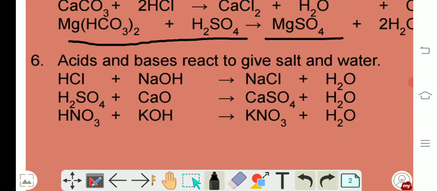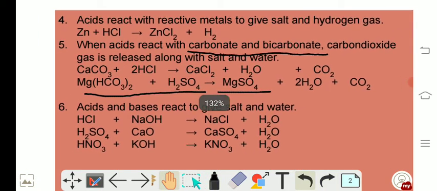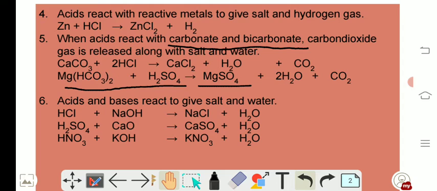Okay friends, this is all about the chemical properties you have to know in grade 10. You have to practice it a lot for the preparation of your exams. Now in exams, these two questions I will show you. Number 5 and number 6. These two numbers are very important. You have to practice it a lot.